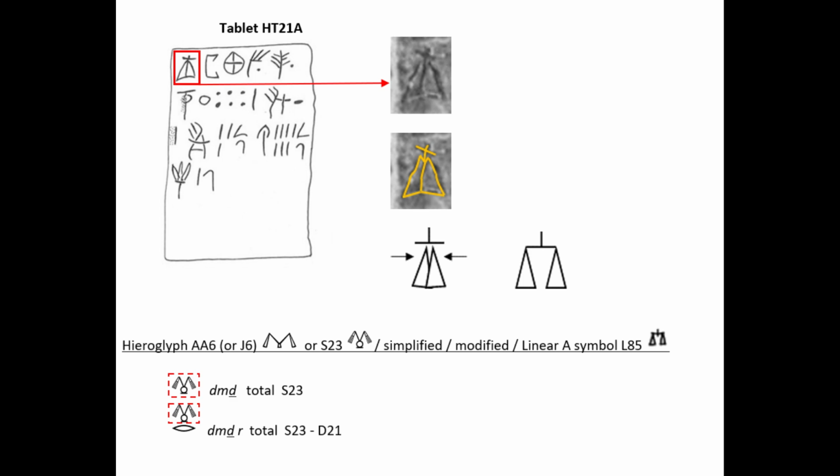But in terms of the hieroglyph that it represents, this directs us to hieroglyph AA6, and that in turn was used synonymously in Egyptian with hieroglyph S23. And it just so happens that there is a word written using just this hieroglyph, or just this hieroglyph plus one other, that means total. So the first symbol on the tablet means total. Thus, the first four symbols of the tablet heading mean total in the storehouses at the city of Phaistos.